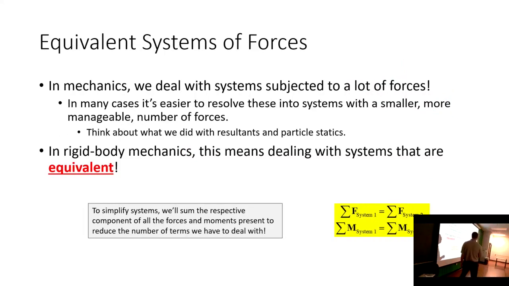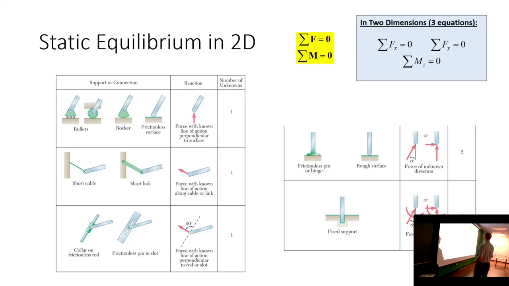Really, the star of the show with that first unit of the class was equivalent systems. The idea that we have a system of forces and we can transform that into another system by summing up all the forces and summing up all the moments. And those two systems are said to be equivalent if the sum of forces and sum of moments in system 1 equals the sum of forces and sum of moments in system 2. And so it's a good way of taking a lot of forces and cramming it into a more manageable set.